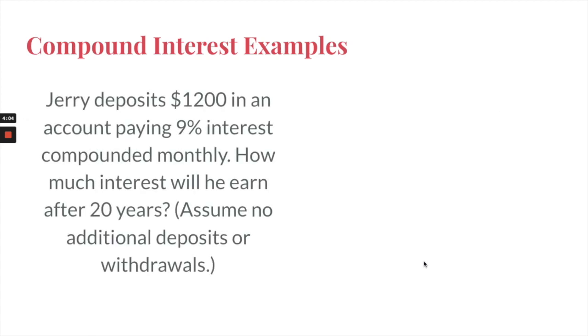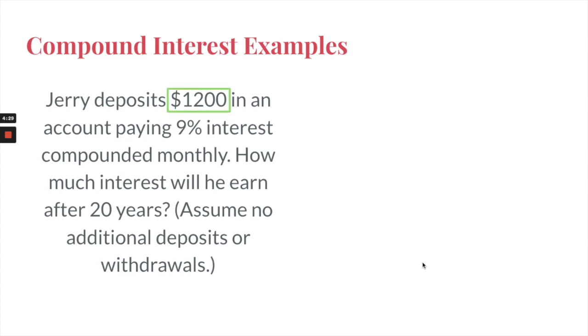Next example, Jerry deposits $1,200 in an account paying 9% interest compounded monthly. How much interest will he earn after 20 years? And we're going to assume that he's not making any additional deposits or withdrawals. There's a much more complicated formula that we don't cover in this course when we keep adding money beyond the interest or taking money out.